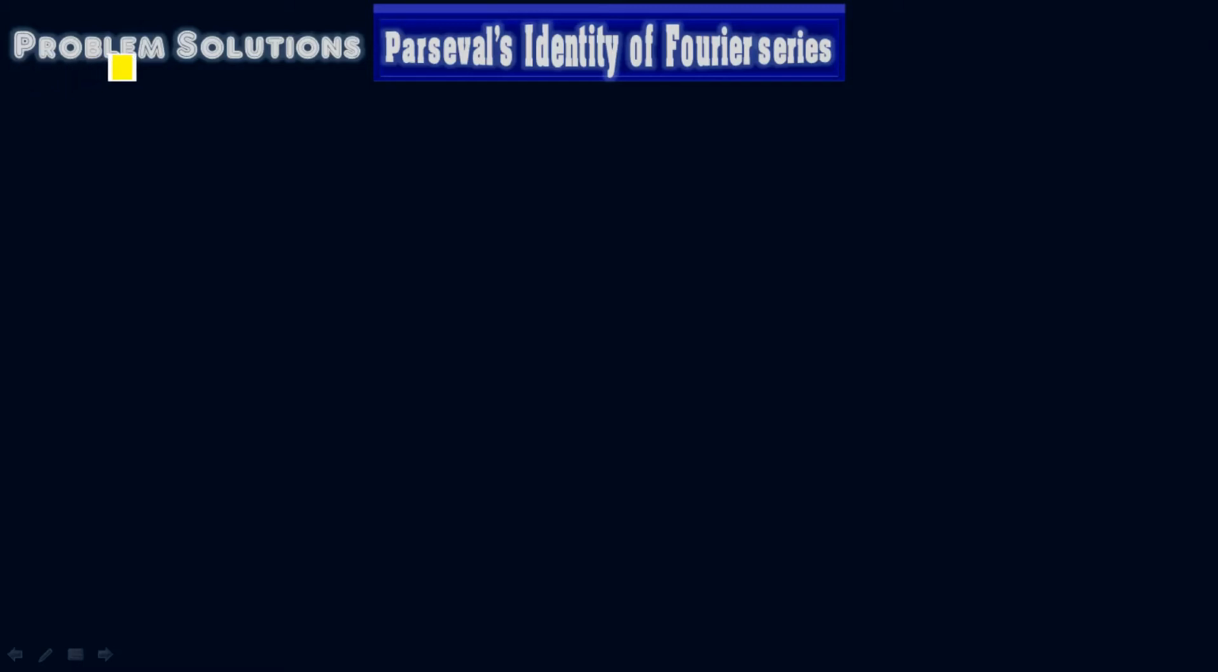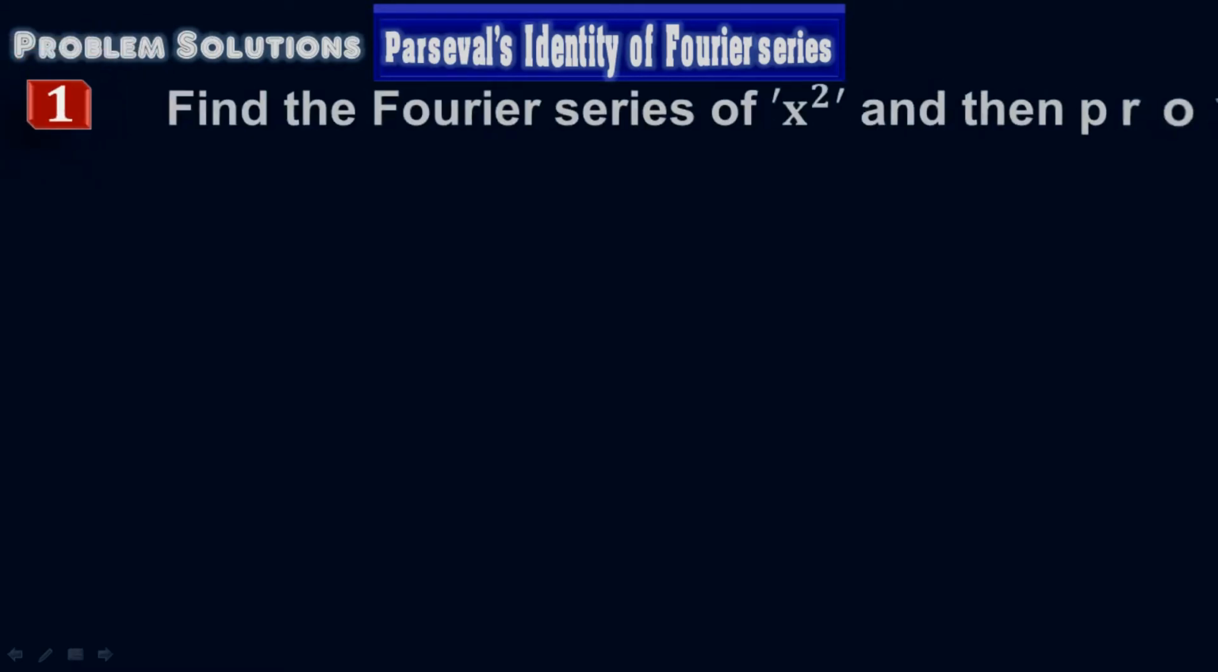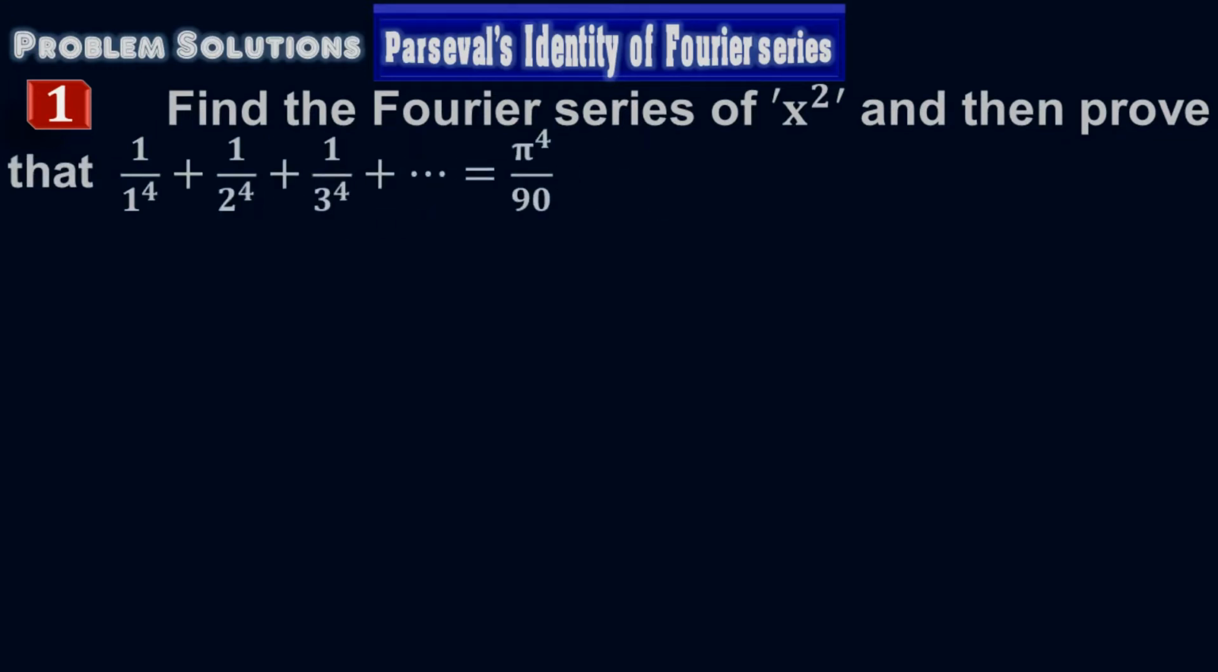Now let's solve some problems by using Parseval identity of Fourier series. How are we going to use Parseval identity of Fourier series to solve any problem? So the very first problem is problem number 1, where we want to find the Fourier series of x squared and then prove that 1 over 1 to the 4 plus 1 over 2 to the 4 plus 1 over 3 to the 4 plus so on equals to pi to the 4 over 90.